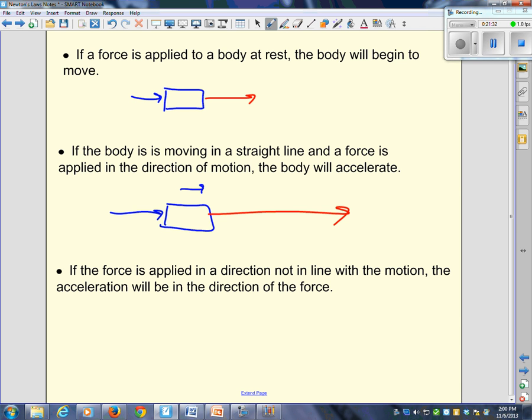And the third one is that the force applied in a direction not in line with the motion, the acceleration will be in the direction of the force. In other words, if the blue box is traveling to the right, but I decide to push it this way, which way is the acceleration? That way. And which way does the blue box go? Goes like that, right? More on that in the future.